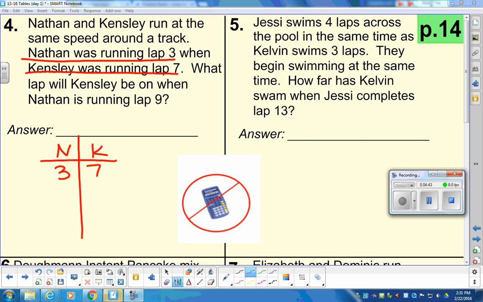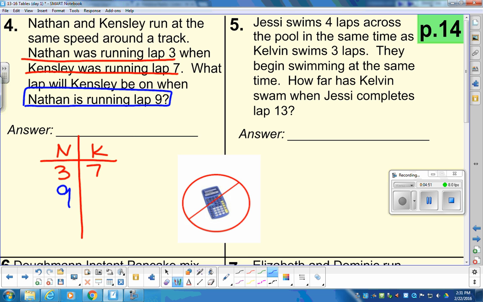What lap will Kensley be on when Nathan is running lap 9? So when Nathan is running lap 9, so we're going to put a 9 under Nathan, what lap will Kensley be on? Our question then is, does it go through 0, 0? Is it true when Nathan is at lap 0, Kensley's at lap 0? So we have to ask this question.